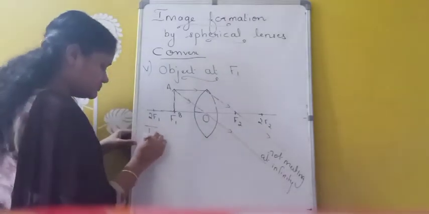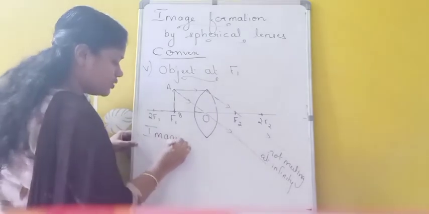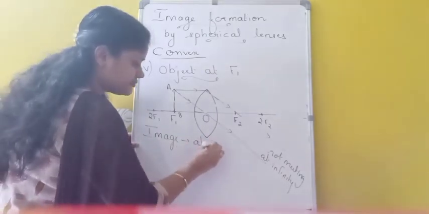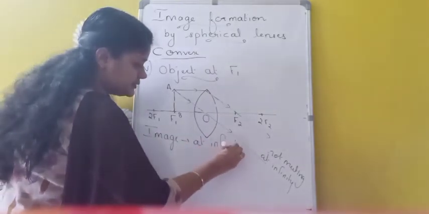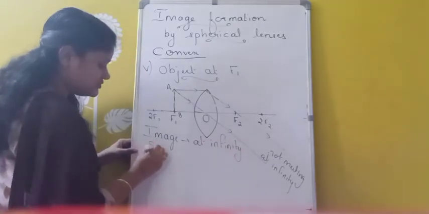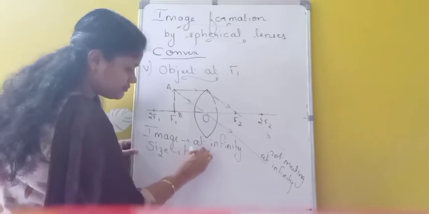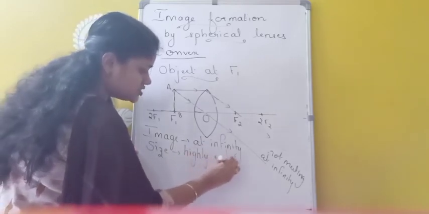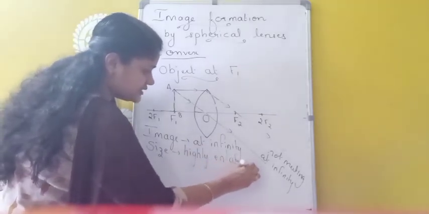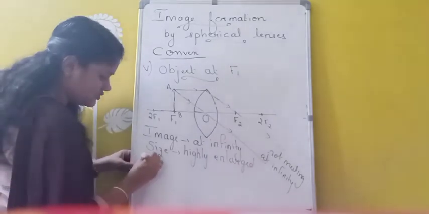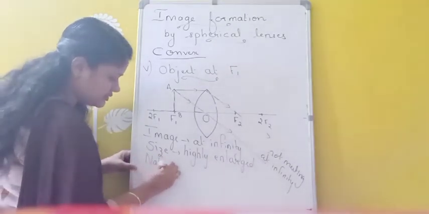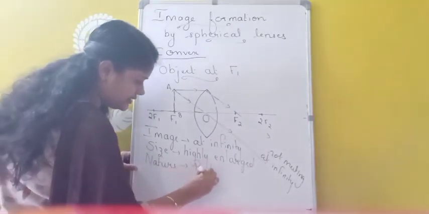So this image is formed at infinity, and size of the image is highly enlarged. So highly enlarged image we are getting at infinity, and nature of the image is real and inverted.